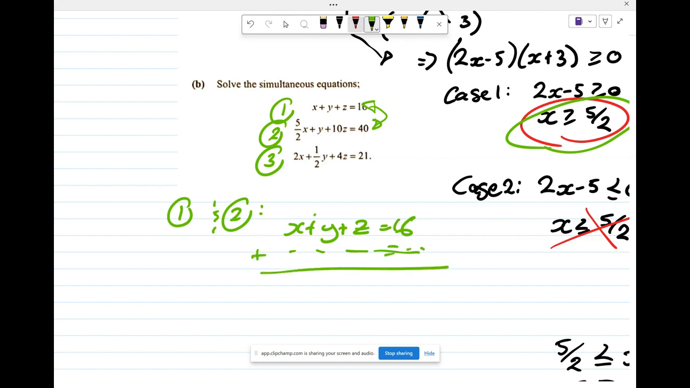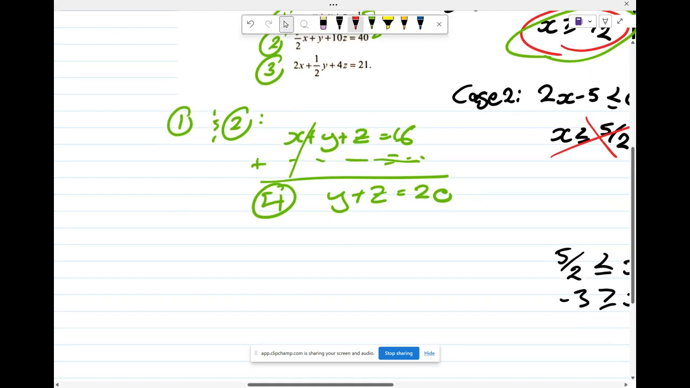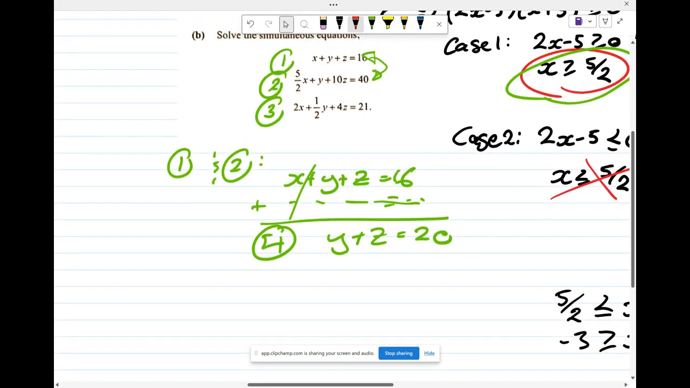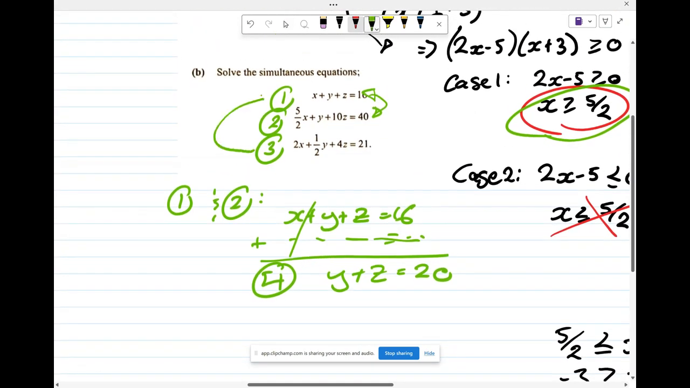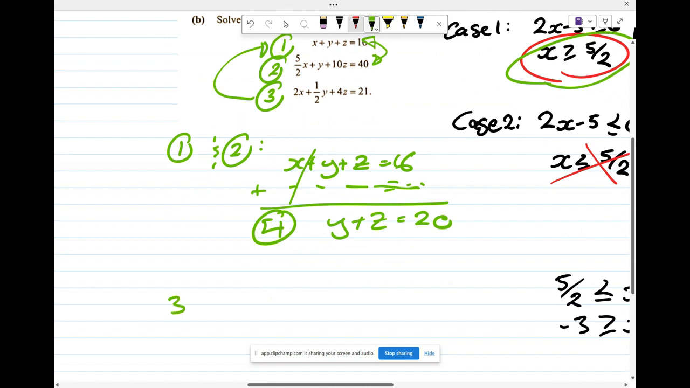Then you add those together, one of them will cancel, and you'll get a new equation, which I would call equation 4. And that would be, say, y plus z is equal to 20, whatever it is. Then you're going to have to add two other equations. So I do 3 and 2, say.